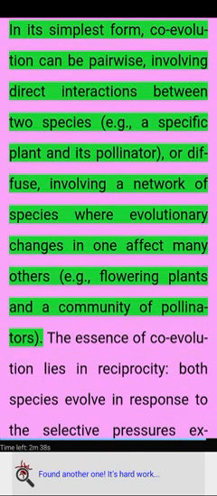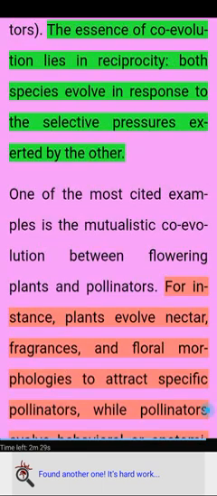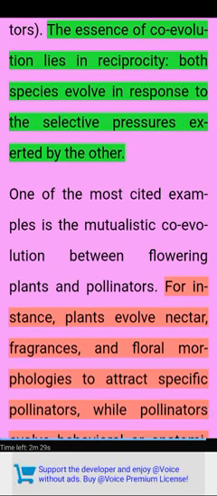In its simplest form, coevolution can be pairwise, involving direct interactions between two species, e.g., a specific plant and its pollinator, or diffuse, involving a network of species where evolutionary changes in one affect many others, e.g., flowering plants and a community of pollinators. The essence of coevolution lies in reciprocity. Both species evolve in response to the selective pressures exerted by the other.